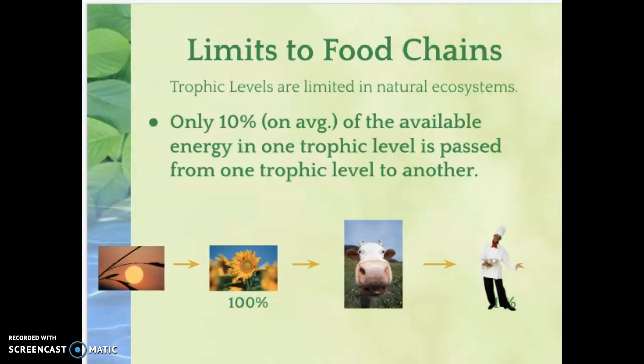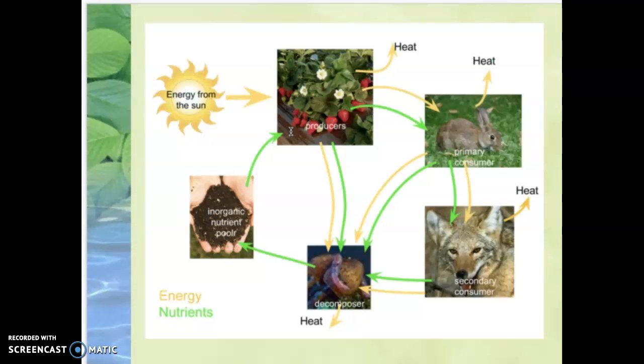So we do have some limits within our food chains. Trophic levels are limited in the natural ecosystems. So on average, only 10% of the amount of energy is transferred from one level to the next. 10% of the overall available energy in one trophic level is passed to the next one. So there's not much that's actually being passed on in terms of the amount of energy that is shared.